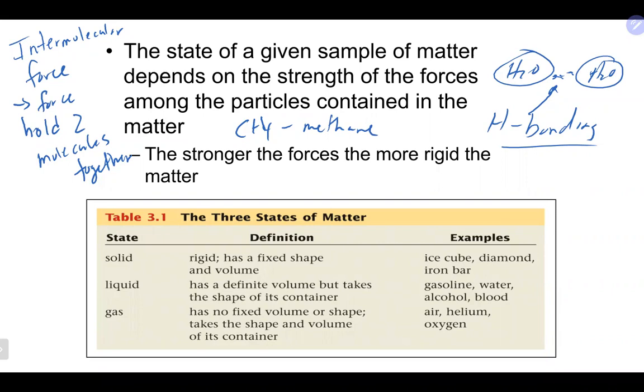The other thing those forces affect is boiling point and melting point temperatures. The weaker the intermolecular force, the lower the melting point and boiling point. The stronger the intermolecular force, the forces that hold the molecules together, the higher the boiling points and melting points you would expect to see. So solids, as we talked about, are rigid. They have a fixed shape. Liquids have a definite volume but take the shape of the container. And gases have no definite volume and no shape, but take the shape and volume of their container. Any questions on the different states of matter?